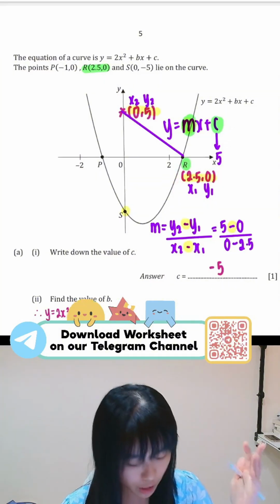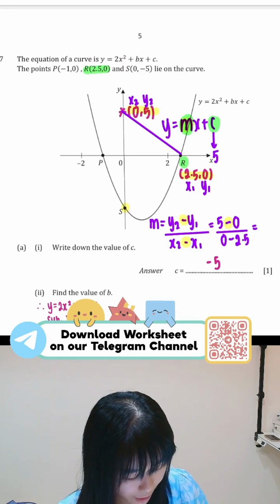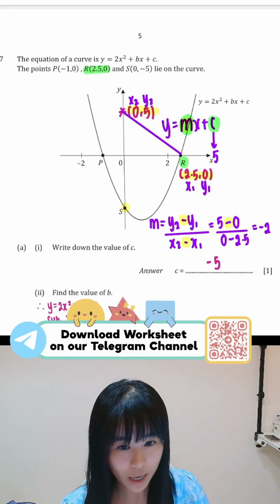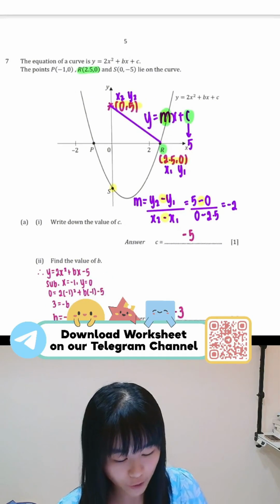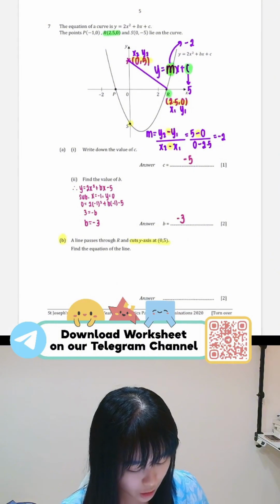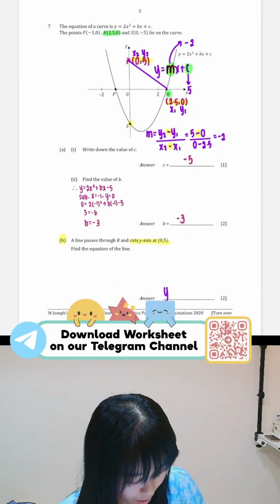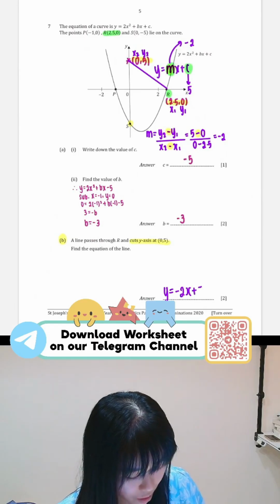Then just key into your calculator. That will give you a -2. And it will make sense. Why is it a -2? Because it's a downward sloping line. So you have found your M, which is -2, and that will actually give you your answer. The equation of the line is y equals to minus 2x plus 5.